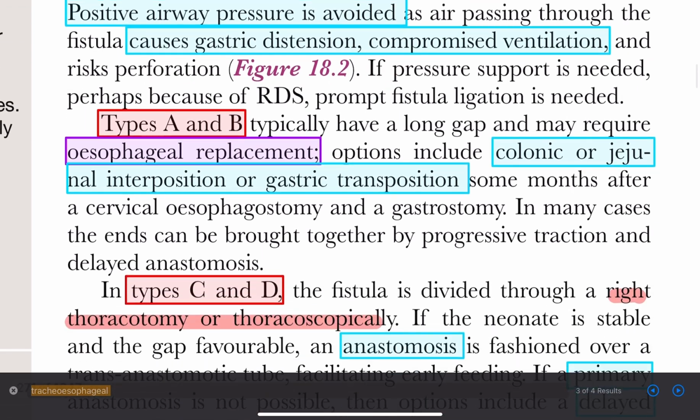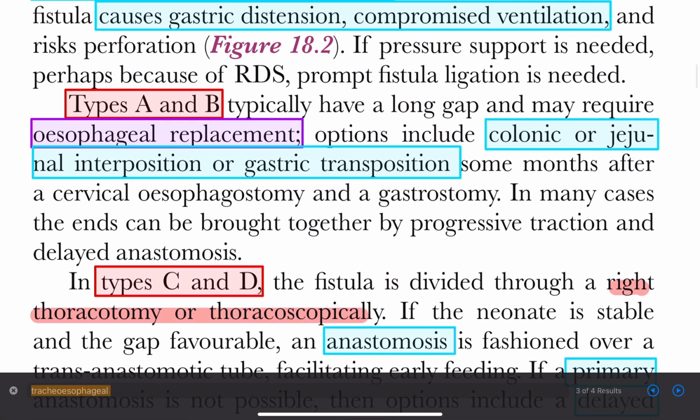In type A and type B, there is a long gap, so you do esophageal replacement. How? By colonic or jejunal interposition or gastric transposition. So three things you have to give: you can replace with colon, jejunum, and stomach.